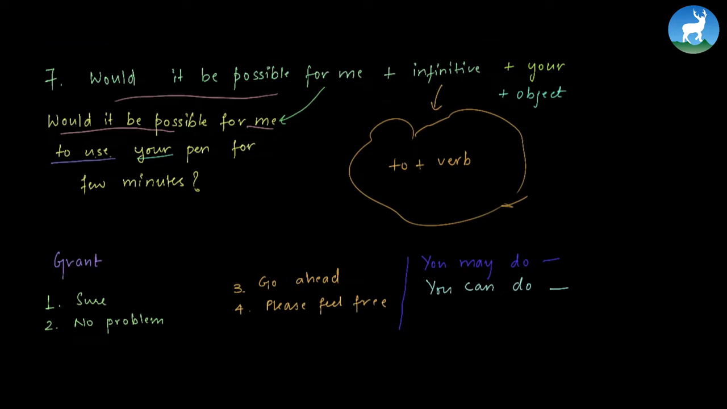So now we also discussed some phrases to grant permission. If you don't want to permit the person, you can simply say, "no, you can't do this", or "no, you may not do this". So this is all for today's class. I hope it was really helpful.